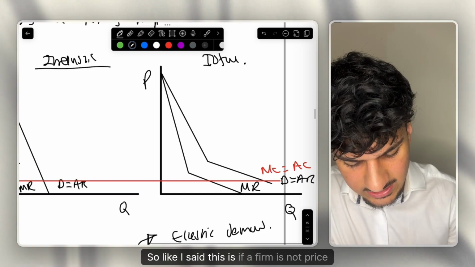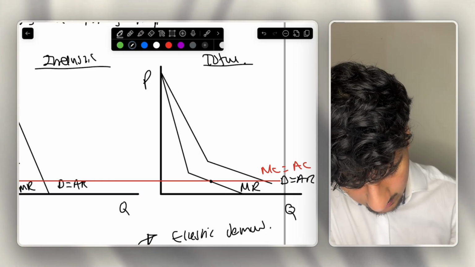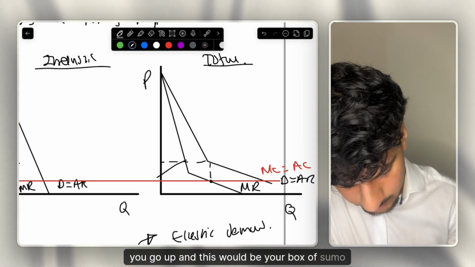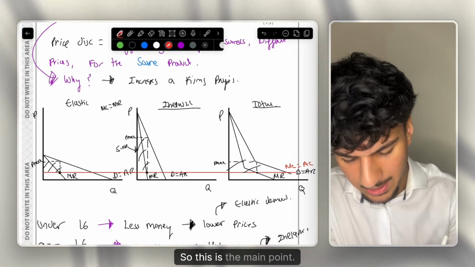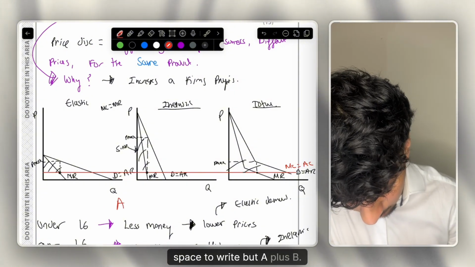So like I said, this is if a firm is not price discriminating. So where MC equals MR is at that point there, you go up, and this would be your box of supernormal profit and P-max. So this is the main point. So now what I'm going to try is, there's not much space to write, but A plus B.